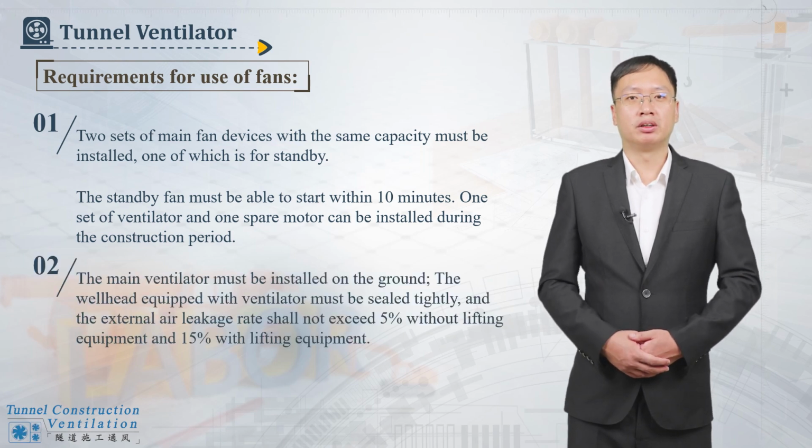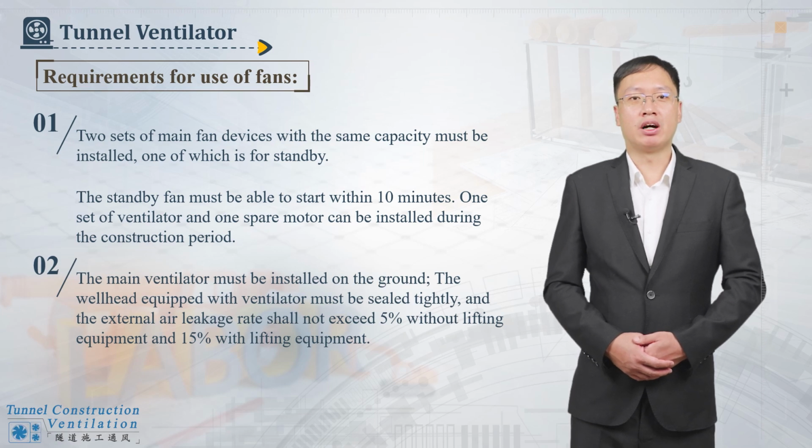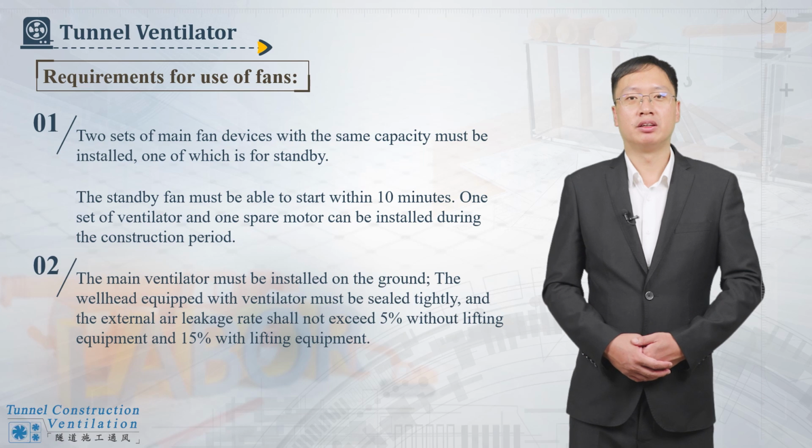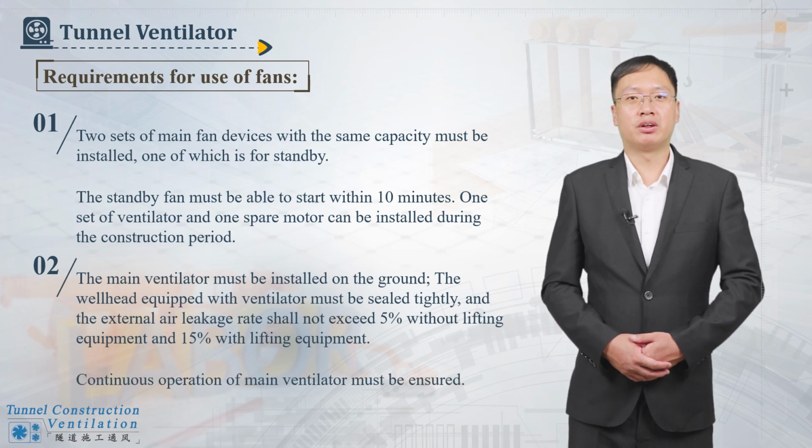2. The main ventilator must be installed on the ground. The wellhead equipped with the ventilator must be sealed tightly, and the external air leakage rate shall not exceed 5% without lifting equipment and 15% with lifting equipment. Continuous operation of main ventilator must be ensured.